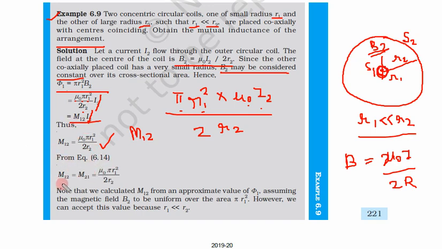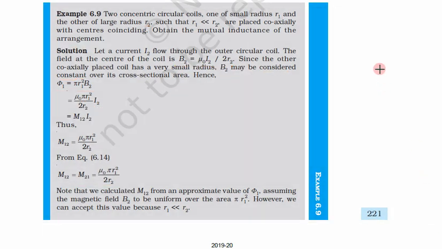Now again we know that both are similar. M12 is equal to M21. This is also the same, mu naught pi r1 square upon 2 r2. So both will remain the same. Why? Because the area is common. The common area remains the same, that means the area of the smaller coil.